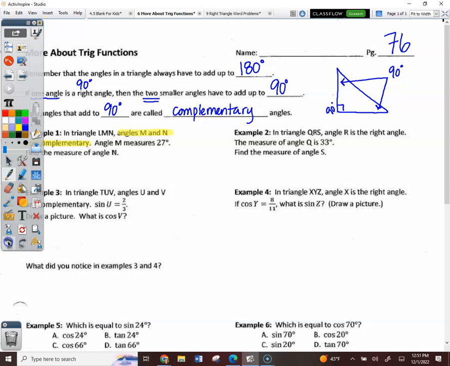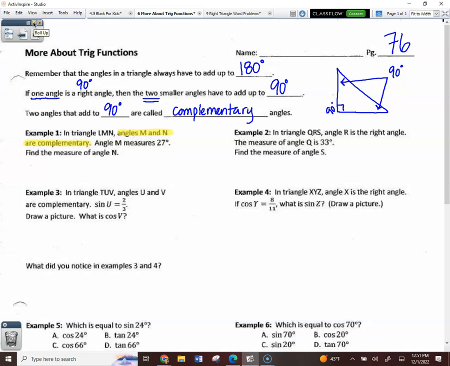I don't know how that happened. I changed to green.